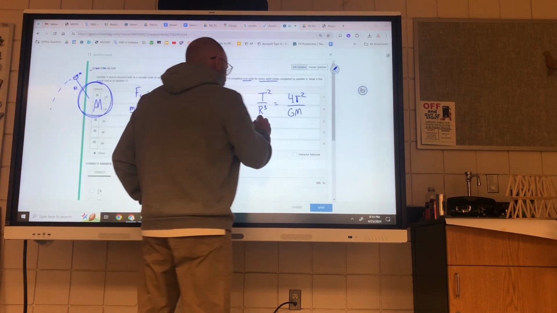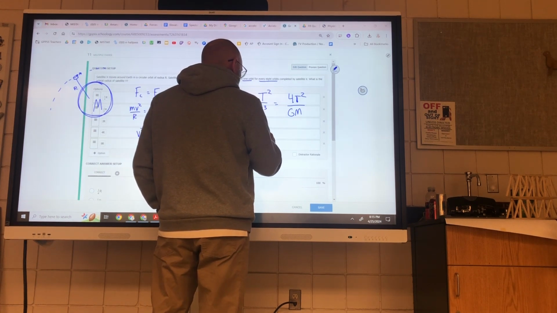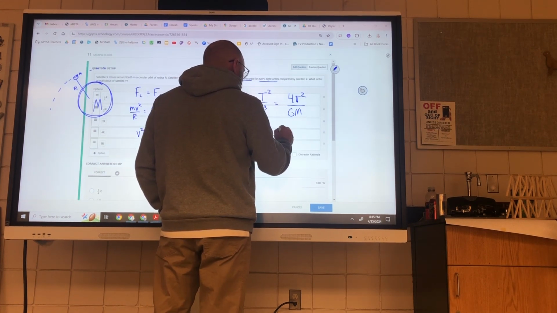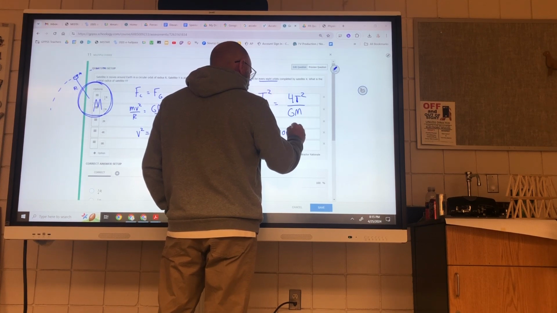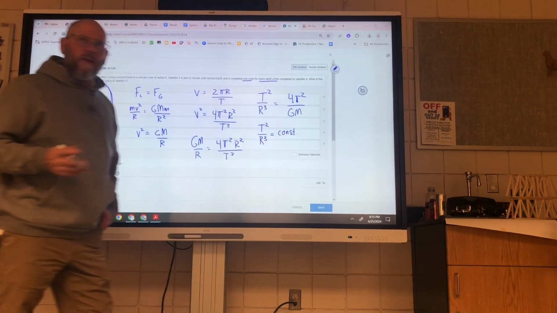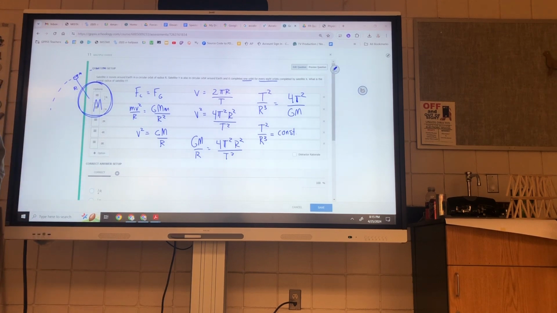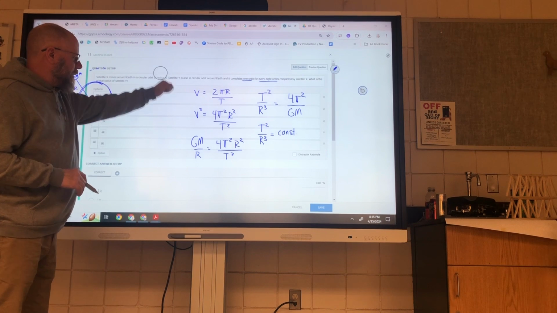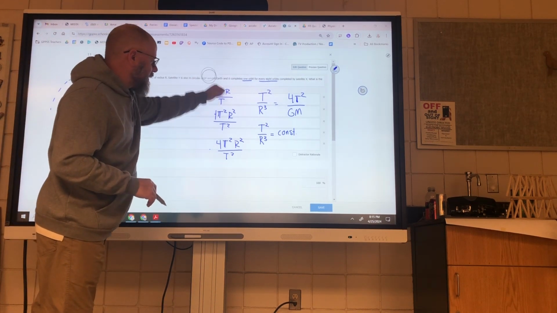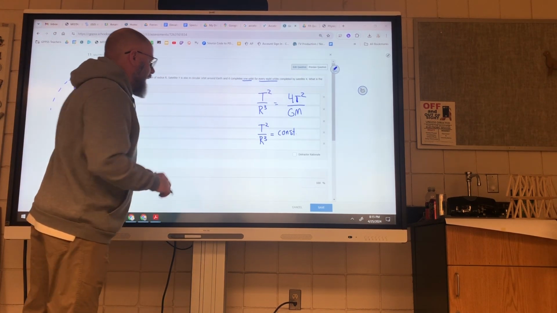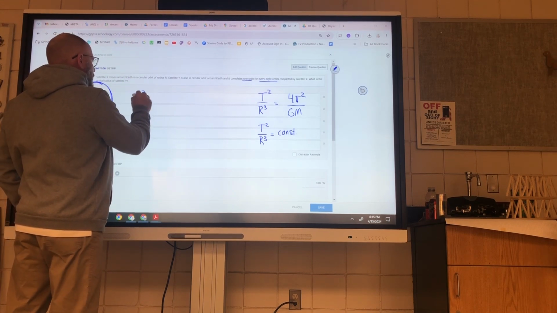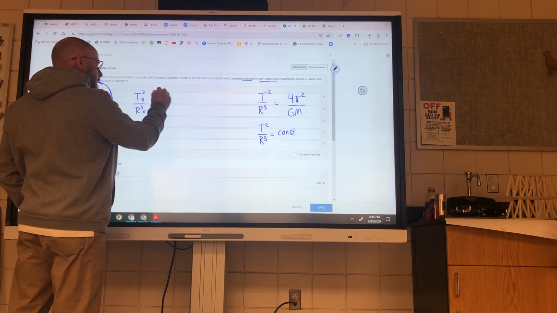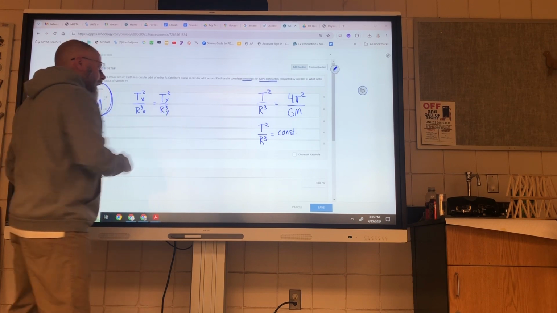That means that the T squared to r cubed ratio is equal to some constant value. Which is like the coolest thing, because now what we can do is just say, oh, well, if that's true, then I can say that T squared for X over r cubed for X has to be equal to what? T squared for Y over r cubed for Y.